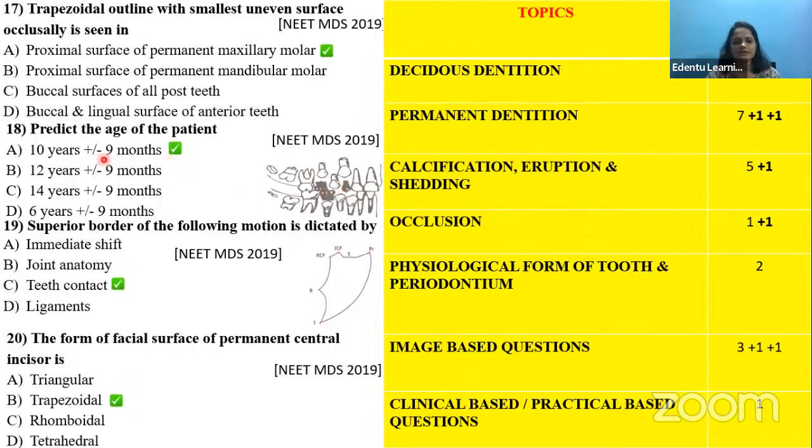Okay, so predict the age of the patient. Here it is 10 years. Again, let's put it under the eruption topic here. Superior border of the following motion is dictated by, okay, it comes under the occlusion part, which can be included in the right answer is teeth contact, and which can be put under the occlusion topic.